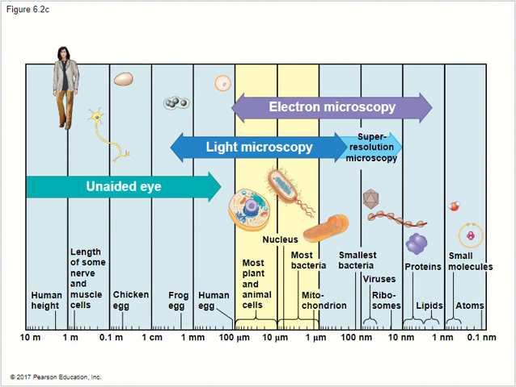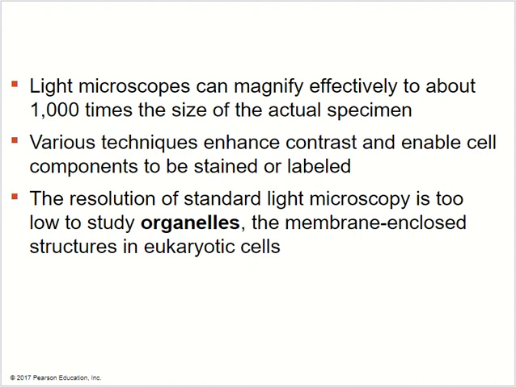The power of electron microscopy is, if it's bigger than an electron, it's able to be eventually visible by an electron microscope. Light microscopes can magnify effectively to about 1,000 times the size of the actual specimen.